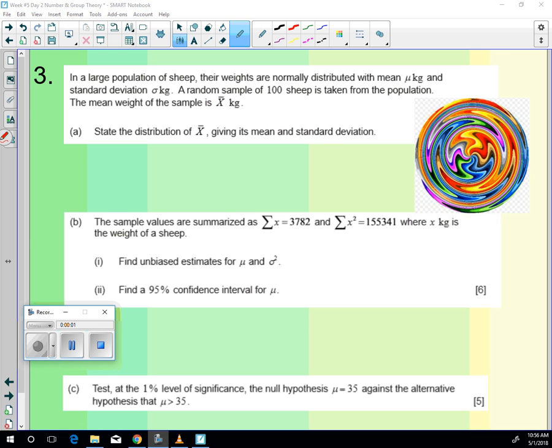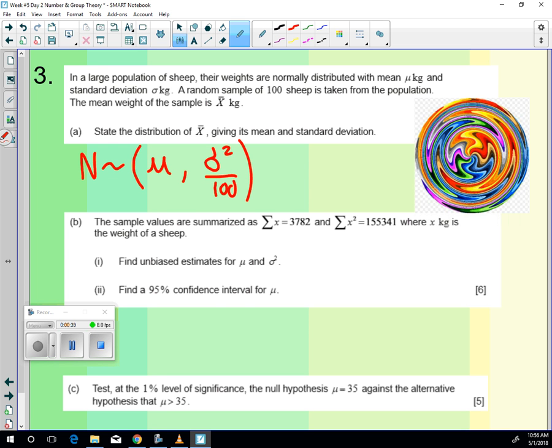A large population of sheep, their weights are normally distributed with a mean of mu and a standard deviation of sigma. A random sample of 100 sheep is taken, the mean weight is x bar. So for this one, all you're going to say is the distribution is going to be mean, comma, standard deviation squared or variance over 100. That's what we do for selecting from a sample. That's the distribution you're going to use.